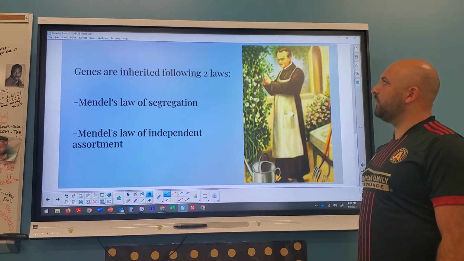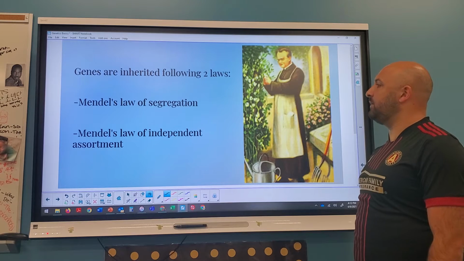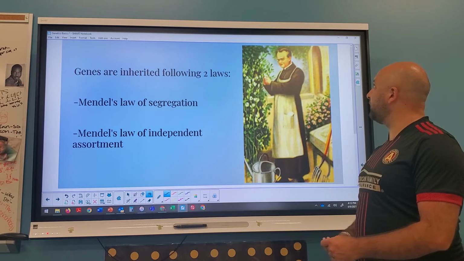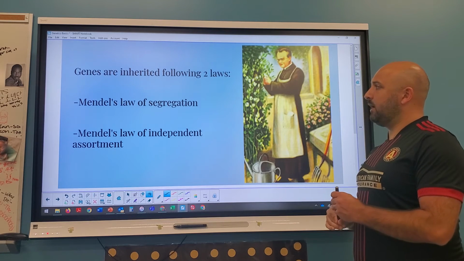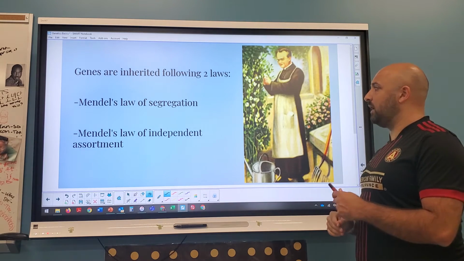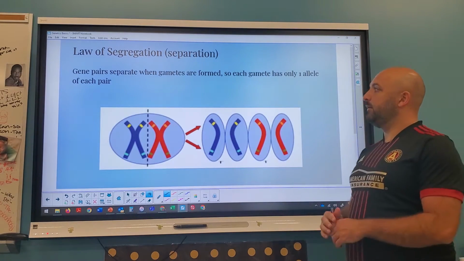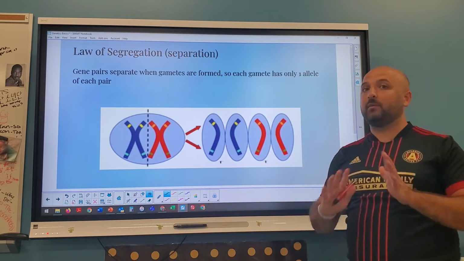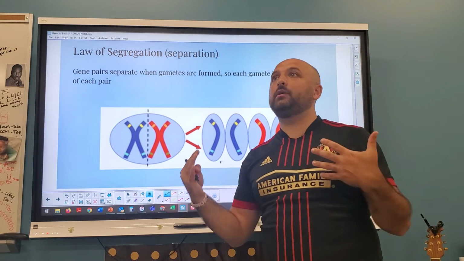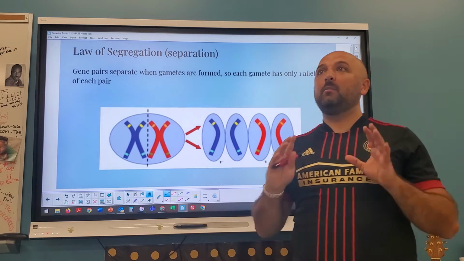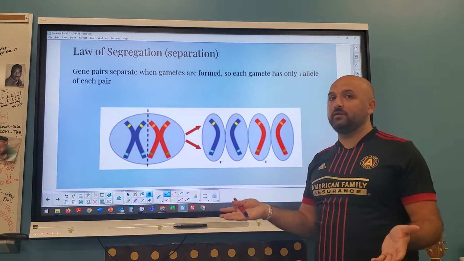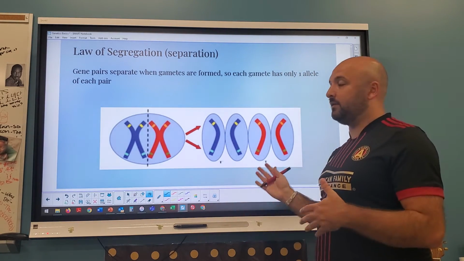Okay, genes are inherited in two ways. Gregor Mendel, the father of genetics, here talking about the law of segregation and the law of independent assortment. So these are pretty big, okay? But they're not hard to understand. I promise you they're not. And you kind of already know or can figure these out based off the words. So use your social studies understanding if the science is leaving you behind.